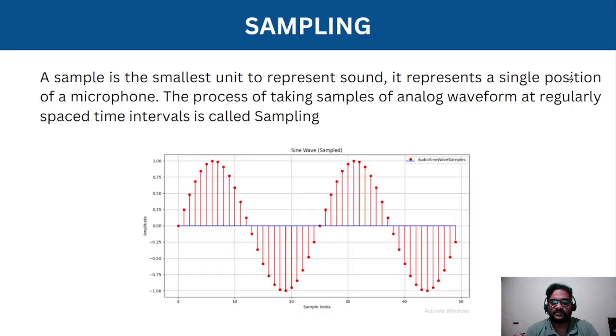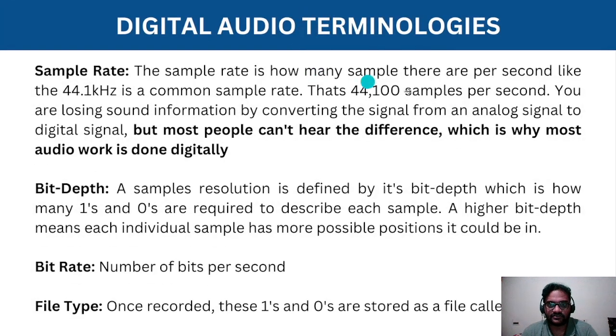Sample rate means how many samples per second. In the previous example, we had 50 samples per second, and in general the sample rate will be 44.1 kilohertz. It means around 44,100 samples will be taken per second. You are losing some sound by converting the signal into a digital signal, but the beauty is the human ear can't hear the difference. Even if you miss some very subtle information, it is not audible to the human ear.